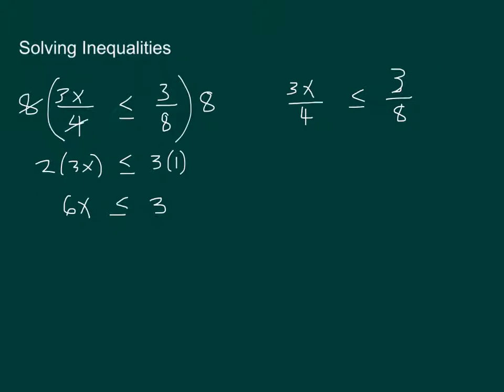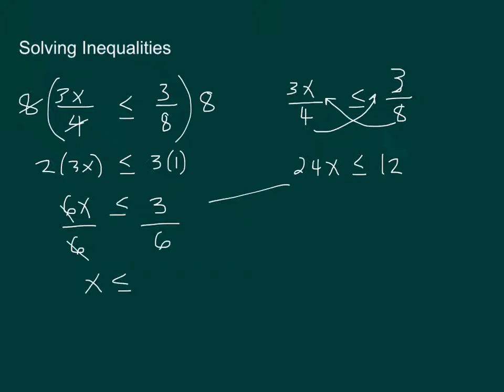Okay, some people will simply say, oh, I'll just cross multiply. So 24x is less than or equal to 3 times 4, which is 12. In this case, these two are actually the same. When you divide this by 4, and this by 4, you get 6x is less than or equal to 3. And then same with equations, we divide by 6. So x must be less than or equal to 3 over 6.